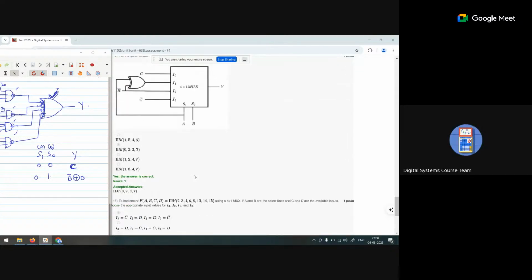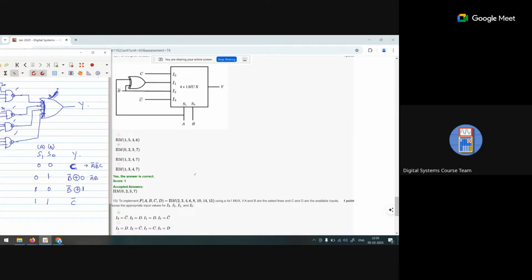Now when S1 and S0 are 1, 0, it is B bar XOR with 1. And when it is 1, 1, it is C bar. Okay. So for this one, can I write the equation as A bar, B bar, C? Why? Because it is A0 and B0. So A bar, B bar, C. For this one the equation is A bar, B.